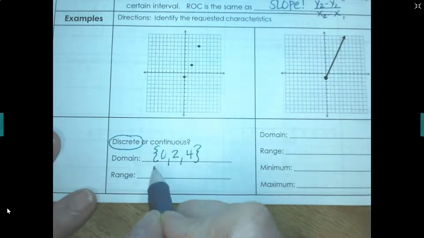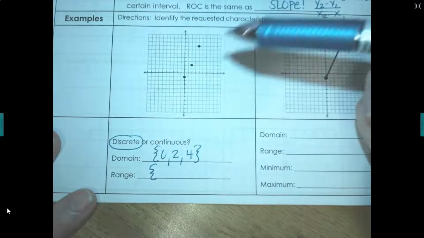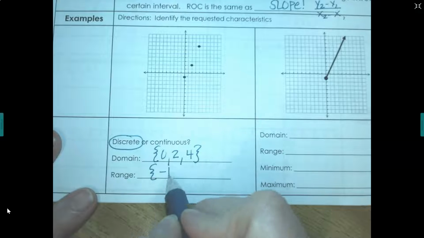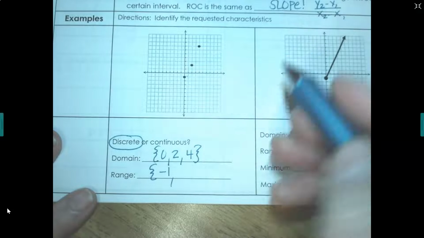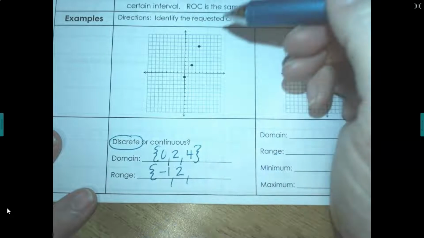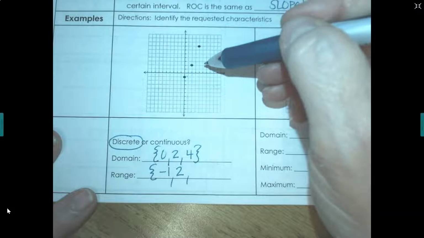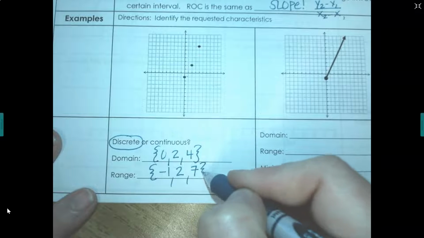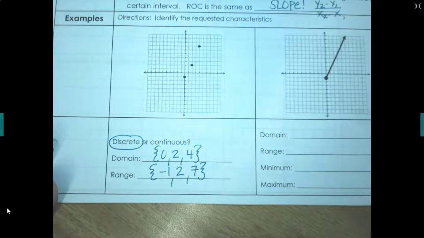Now for our range, we read the graph from the bottom to the top. The lowest y value is at -1. The next lowest is where y is 2. And our next one, if you count all the way up there, that's where y is 7. And again, we went smallest to largest. So if it's discrete, you have to list them individually.